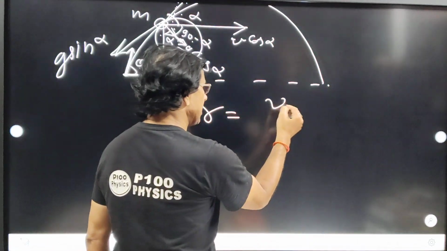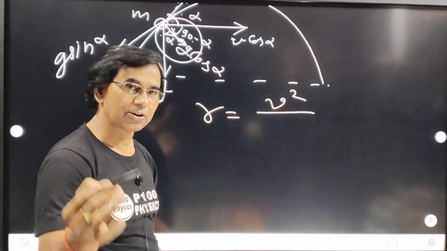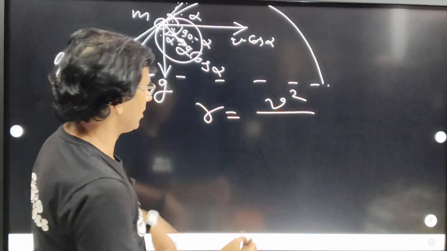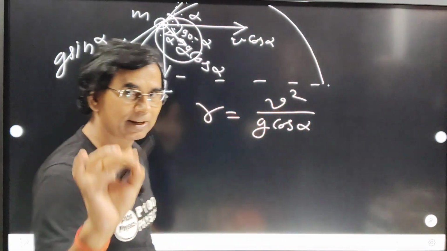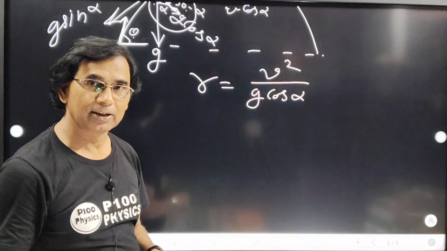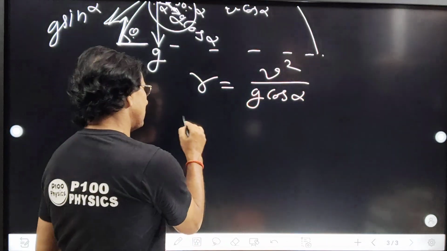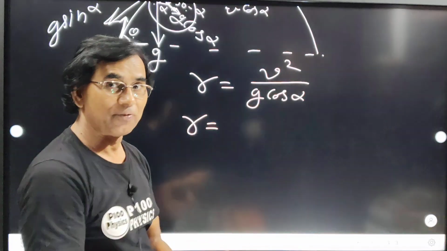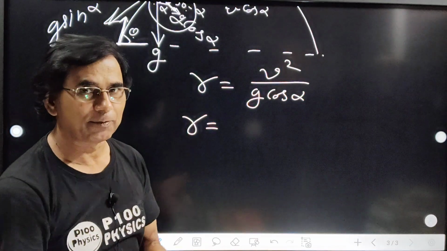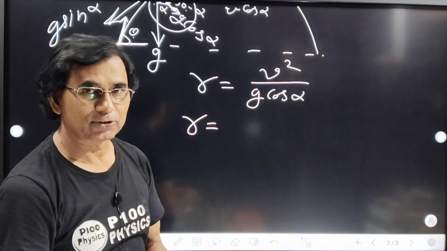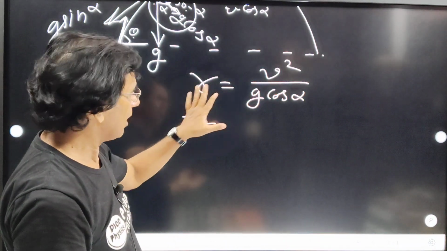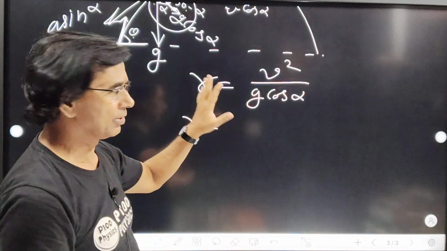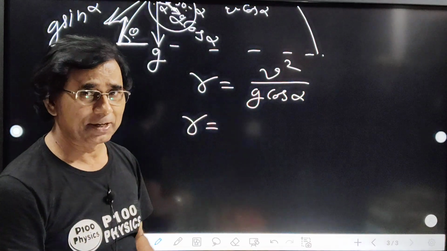r equals the square of the instantaneous velocity at this point upon g cos alpha. Okay, this is the concept of finding the radius of curvature. This is very important for NET, also important for the IIT main exam, and also for the advanced. This is a very simple concept, the process to find the radius of curvature.